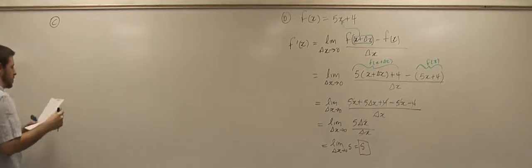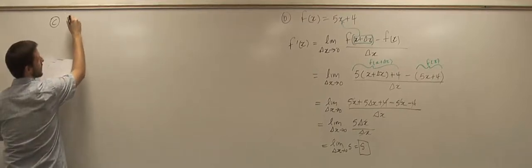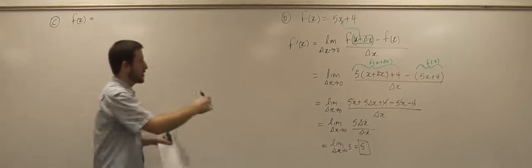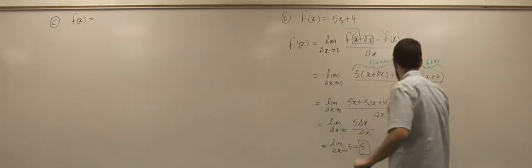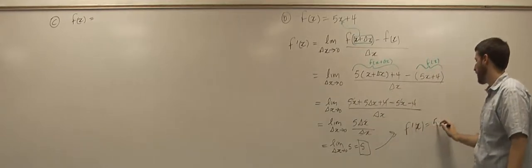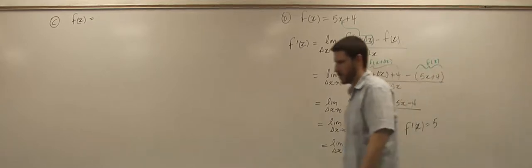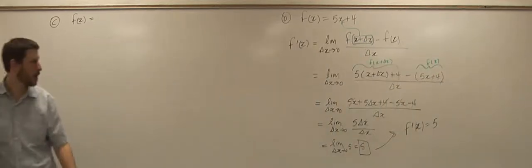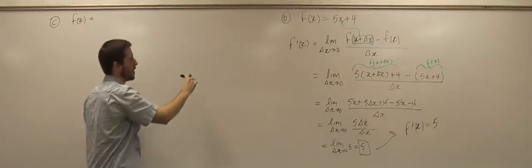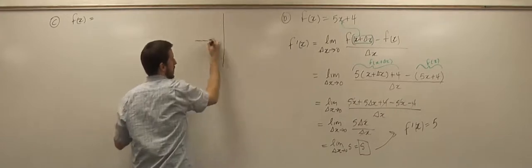Let me give you a slightly harder one, still not too difficult. So this was my derivative here. Actually, let me go back here. This was f prime of x equals 5. What I want to show you real quick before I do this next problem is, what do the graphs of f of x and f prime of x look like here?